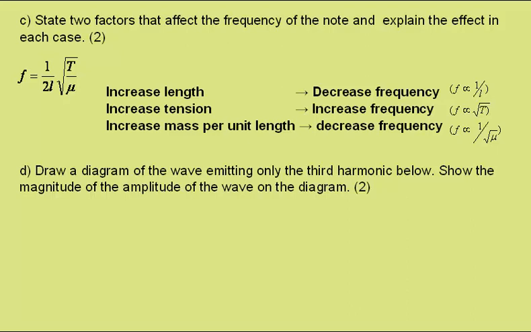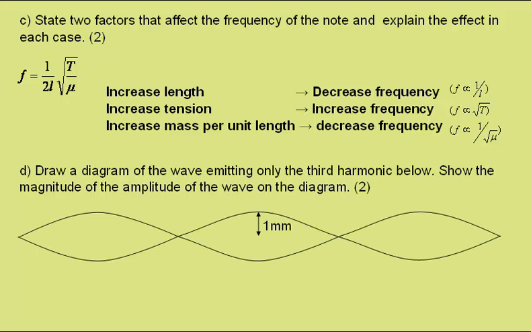Part D. Draw a diagram of the wave emitting only the 3rd harmonic below. Show the magnitude of the amplitude of the wave on the diagram. Well, the 3rd harmonic is the wave with 3 loops in it. And looking back at the frequency spectrum, the 3rd harmonic has an amplitude of 1 millimeter. So I've indicated that on the diagram. Don't forget amplitude is from the center line to maximum displacement.